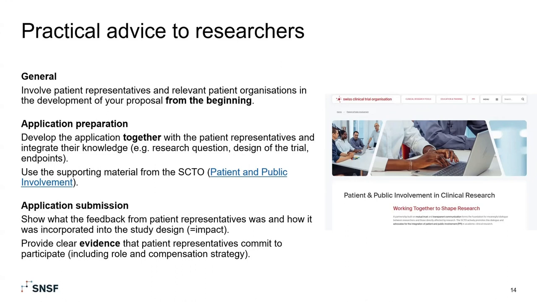During the application process, demonstrate to us and the PPI experts in the panel what the feedback of the patient representative was and how it was incorporated into your study design, because this is the impact that the PPI involvement has had on your study. And provide clear evidence that the patient representatives commit to participate during the lifetime of your study, including their role and also compensation strategies that we have touched upon before as well.